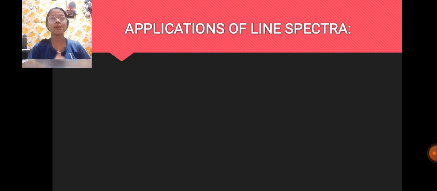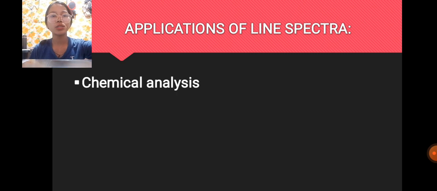And here are some of the common applications of the line spectra. So first, we have chemical analysis. Now, when can we say that line spectra can be applicable for chemical analysis? The line spectra are used in analytical chemistry to identify elements and compounds, and each element has a unique light spectrum which allows scientists to determine the composition of unknown substances through a process called spectroscopy.